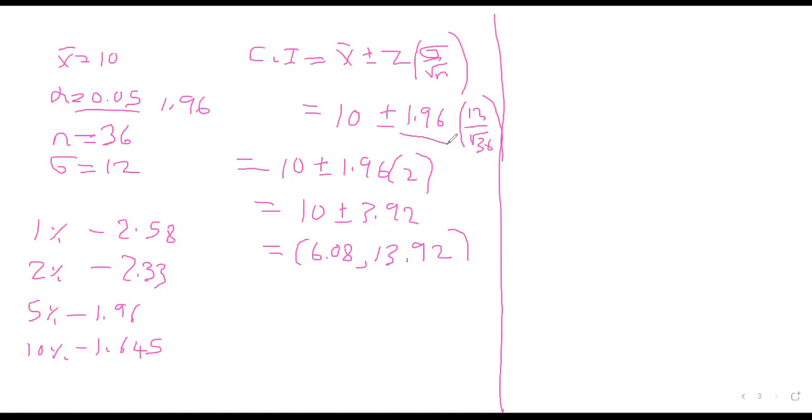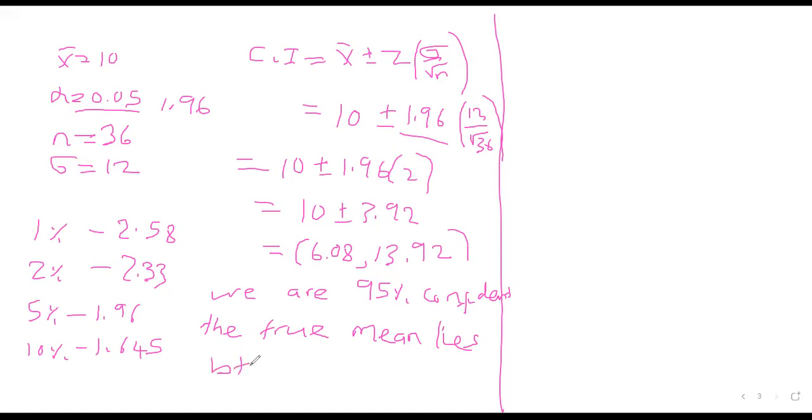Then you comment in terms of the confidence level that we are. What percentage? 95% confident that the true mean will lie between 6.08 and 13.92. Okay. It's not mandatory that you comment, but that is what we call the confidence interval.